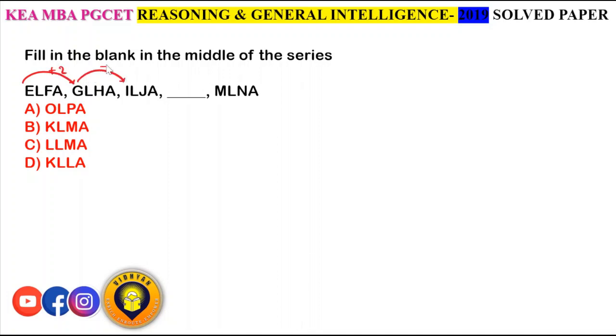G to I, again it is plus 2, GHI. Therefore I plus 2 gives I J K. So K plus 2 gives M, correct? So where is K in the first letters? Option B and D. So A and C you can eliminate.